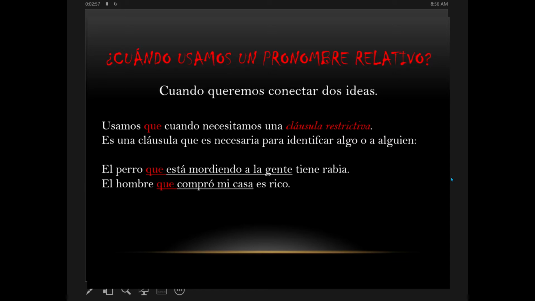The man who bought my house is rich. You can separate him out from the other people because he's living in my former house, and so that clause describes him. And we do use que for people. Que means who when the clause is restrictive like this.